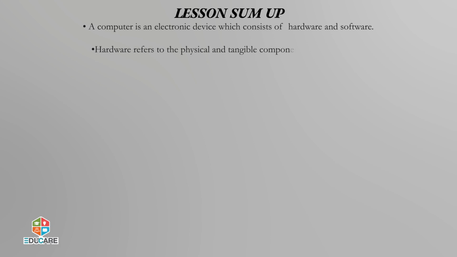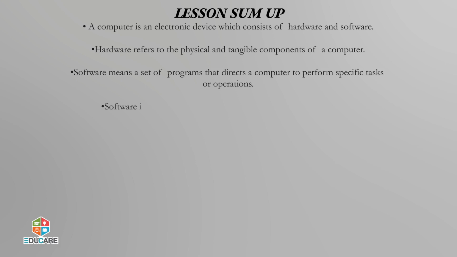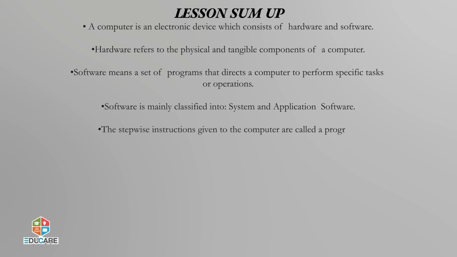Lesson sum up. A computer is an electronic device which consists of hardware and software. Hardware refers to the physical and tangible components of a computer. Software means a set of programs that directs a computer to perform specific tasks or operations. Software is mainly classified into system and application software. The stepwise instructions given to the computer are called a program. The process of writing a program is called programming.